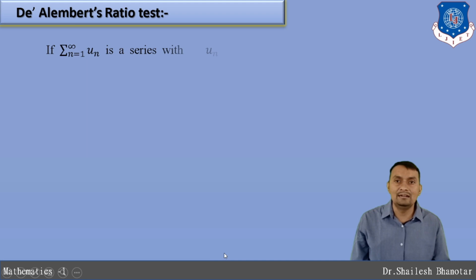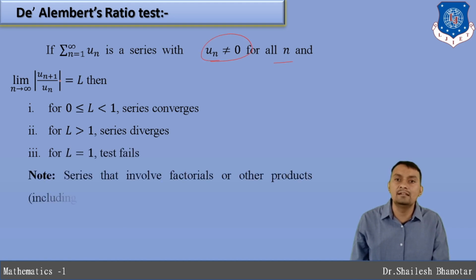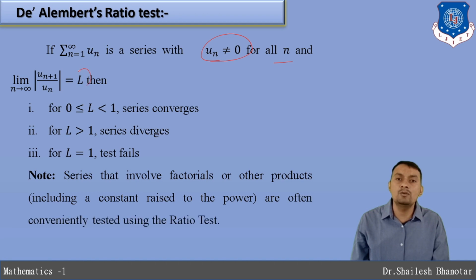So first let us understand the D'Alembert ratio test. Suppose you are given the series un, and that un is non-zero for all terms n. When the limit as n tends to infinity of un plus 1 divided by un is L, then if 0 is less than or equal to L less than 1, the series is convergent. If L is greater than 1, then the series is divergent. If L is equal to 1, then the test fails. That means further investigation is required.